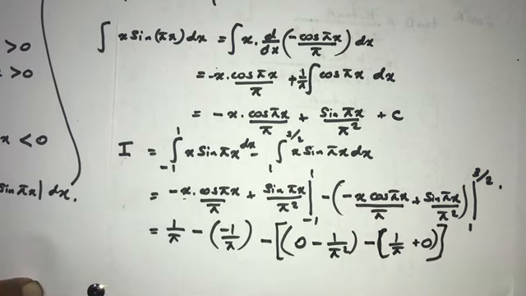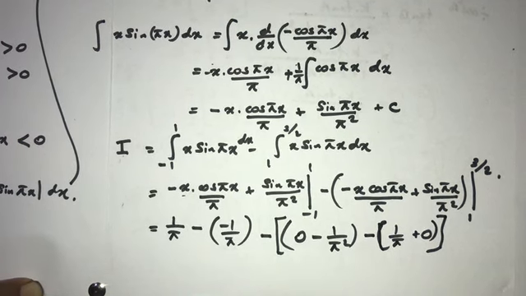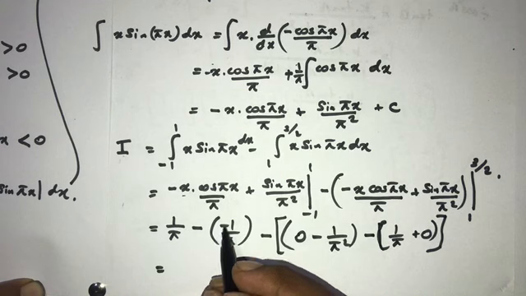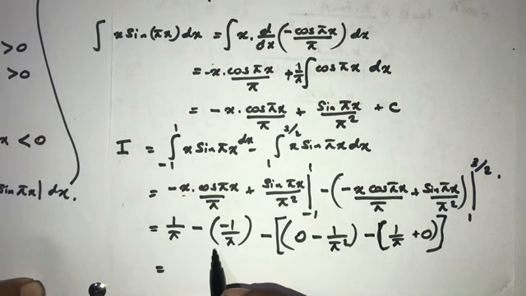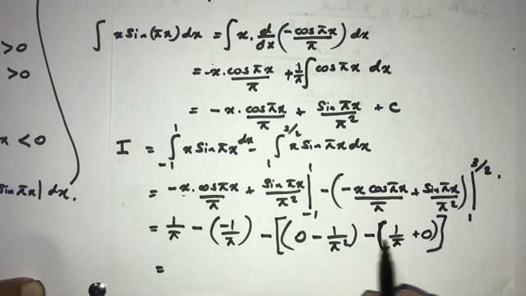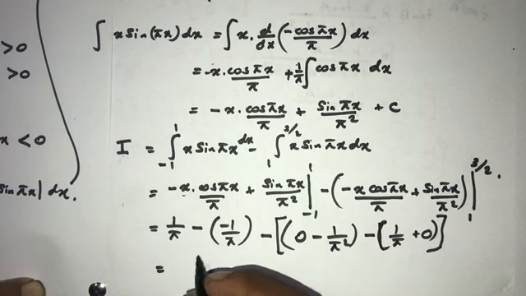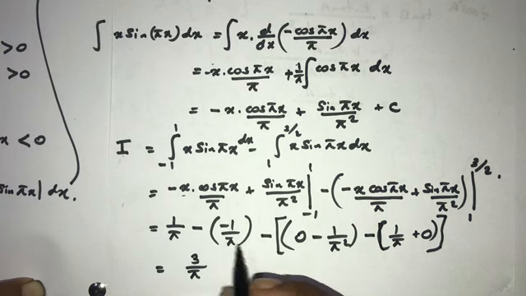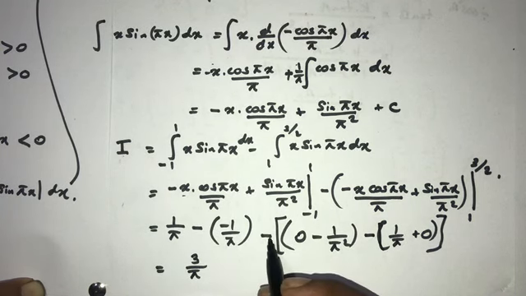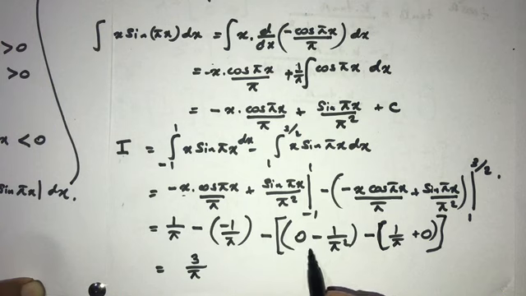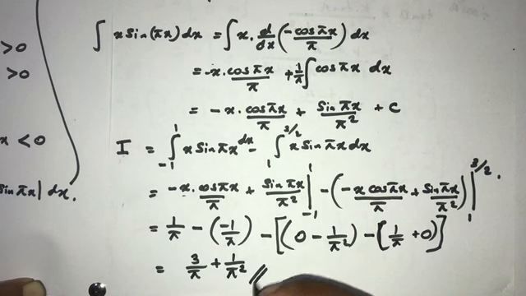Okay, now we can simplify this. Here 1 over pi plus 1 over pi is 2 over pi. Here minus minus, so plus 1 over pi, so 2 over pi plus 1 over pi is 3 over pi. Okay, now here minus minus, so plus 1 over pi squared. Okay, this is the answer.